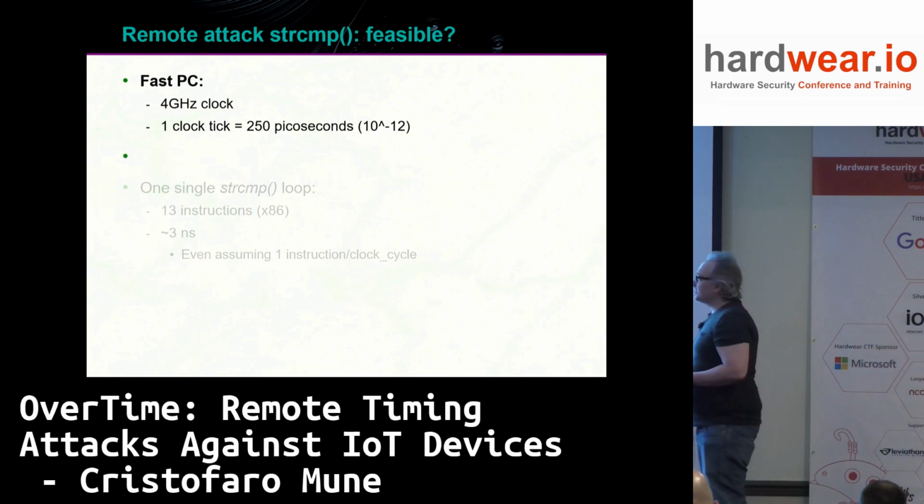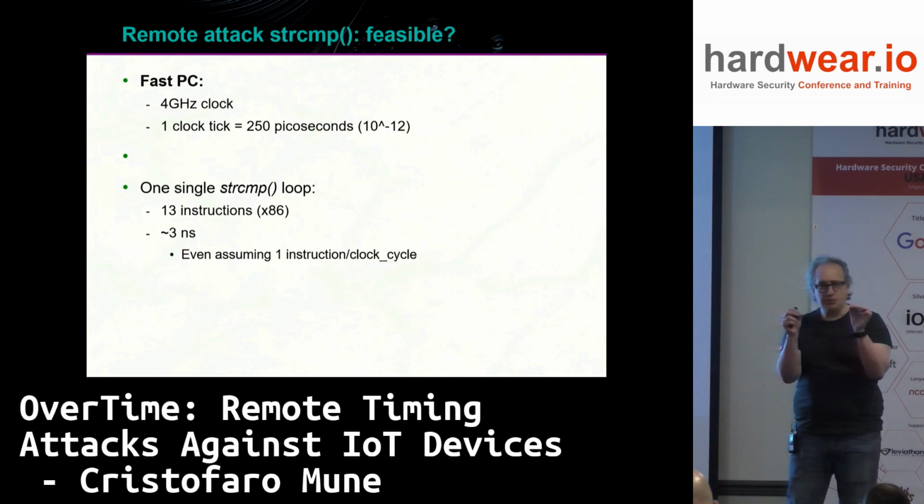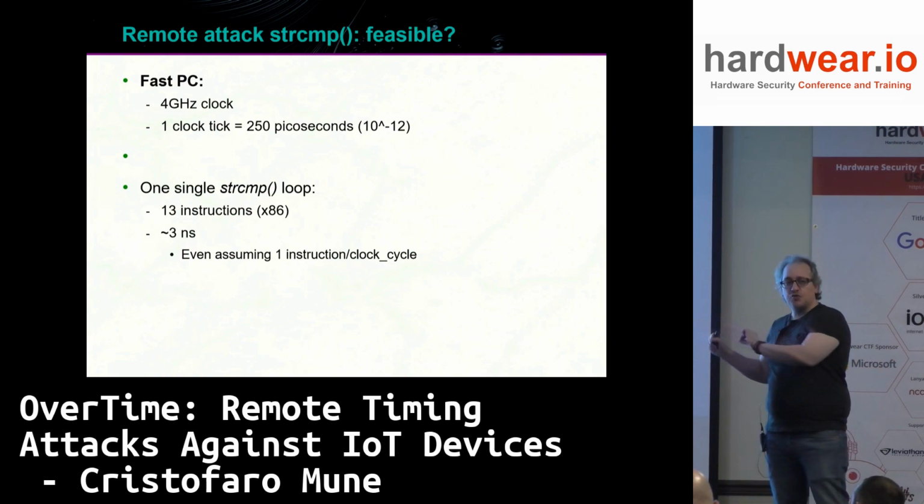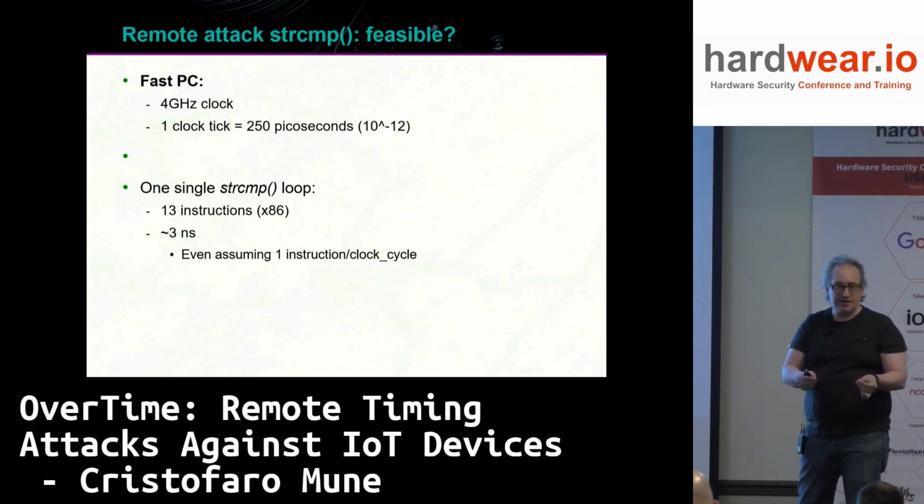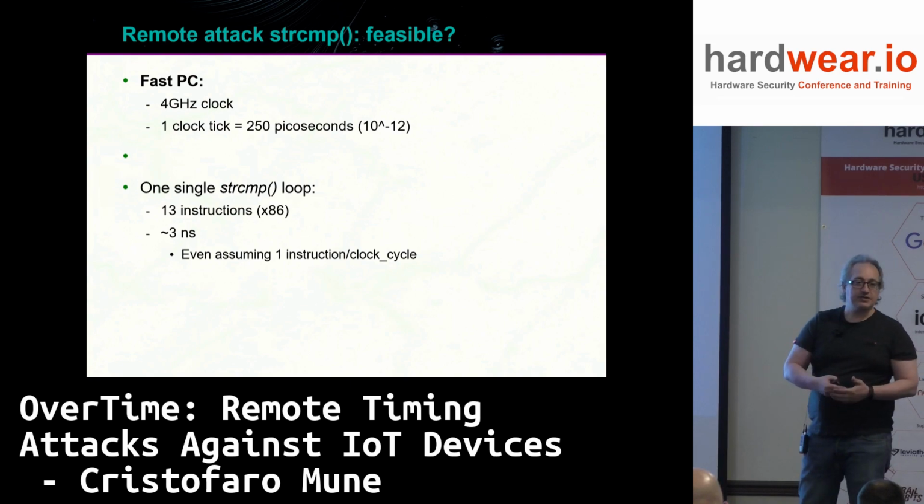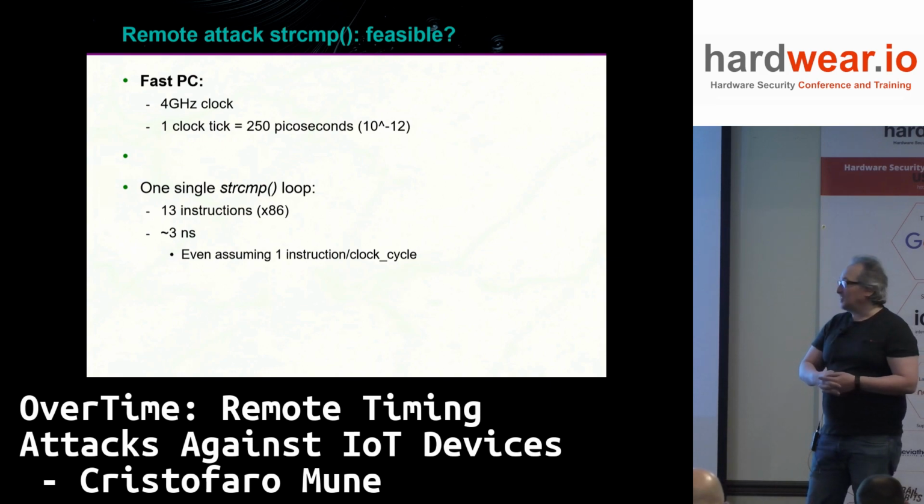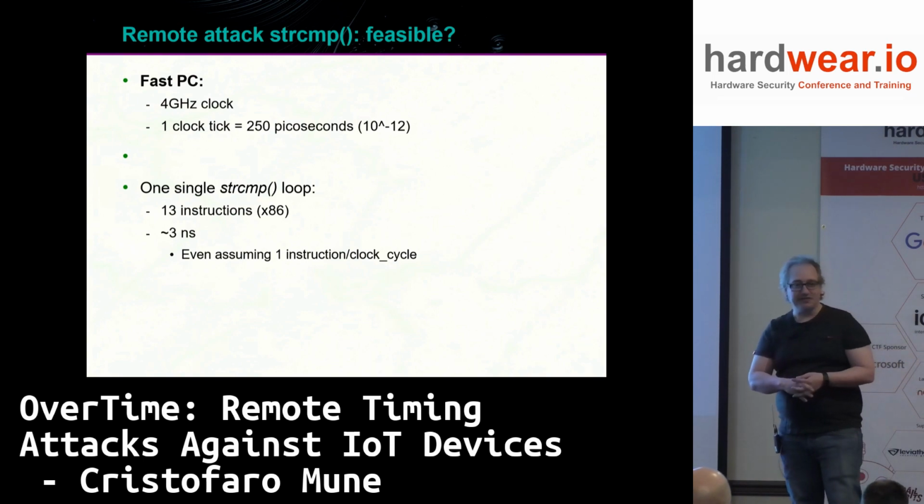But we have better stuff at the moment. So this means that if you take one single string compare loop, the one we actually looked at, and you compile that on x86, I know because I did it, you get 13 instructions, more or less. At that speed, it takes more or less 3 nanoseconds, assuming that you can do one instruction per clock cycle, which is a very weird assumption nowadays. So it's probably even faster than that.